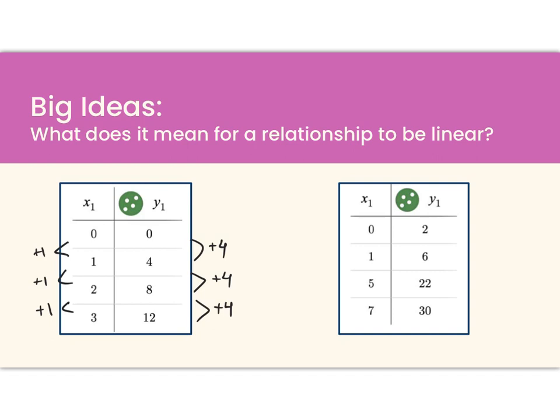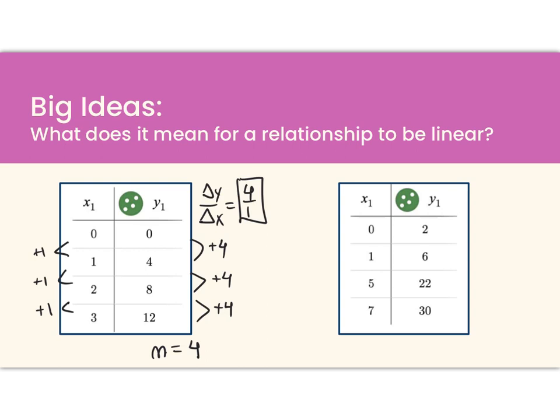So my change is the same with each row, and every time, if I were going to write my change in y over my change in x, I would write 4 over 1. So that's my rate of change for this table. My rate of change is 4 over 1. I could write that m equals 4, since 4 over 1 simplifies to 4.